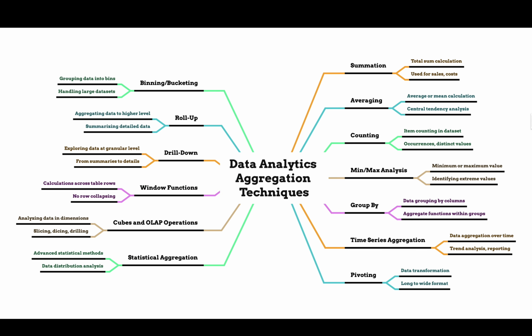Data analytics aggregation techniques. 1. Summation, calculates the total sum of numerical data in a specified set. Commonly used for total sales, total costs, etc. 2. Averaging, computes the average or mean of a set of values. Useful in understanding the central tendency of the data. 3. Counting, counts the number of items in a dataset. Can be used to count occurrences, distinct values, or meet certain conditions.